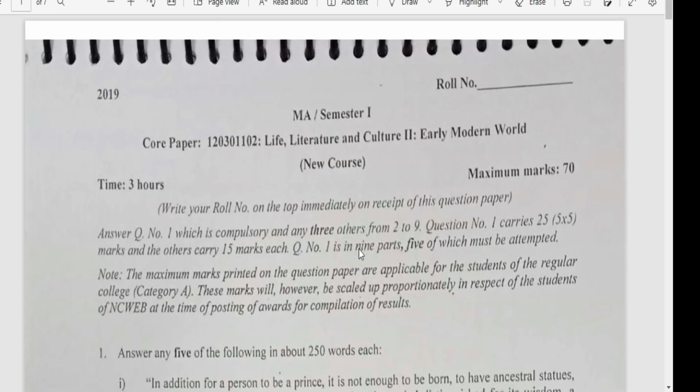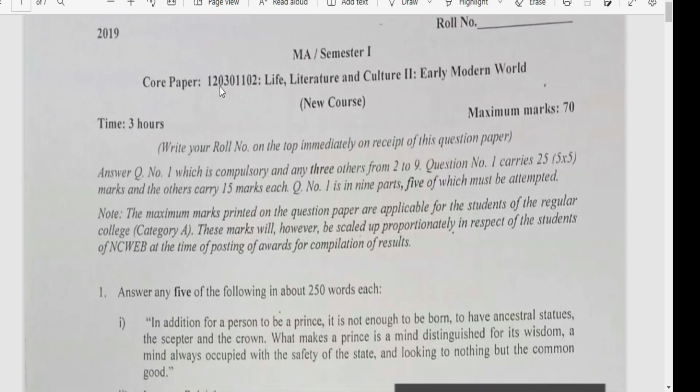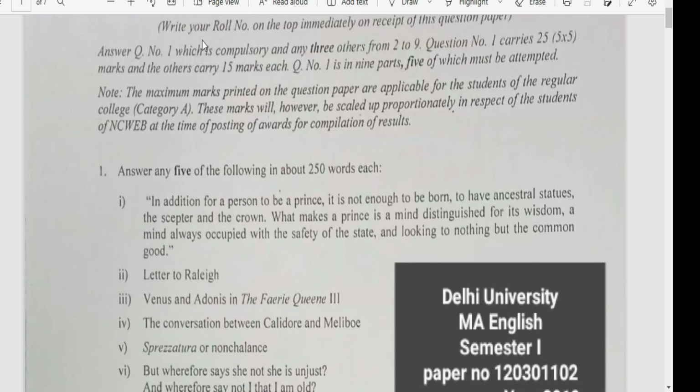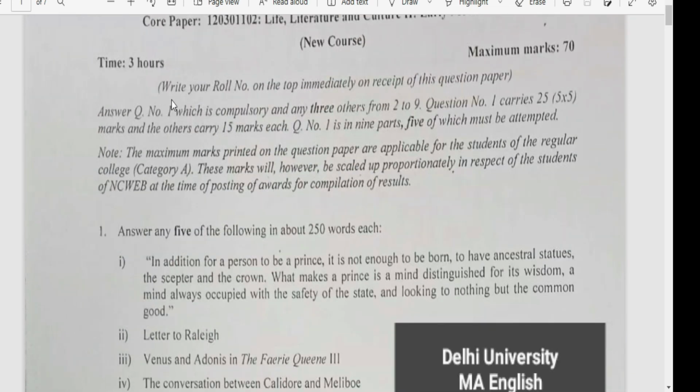Dear students, today we are going to discuss the question paper related to MA English, Delhi University. Now I am going to discuss this paper of 2019, and this is a core paper. The paper number is 120301102, Life, Literature and Culture Part 2, Early Modern World. This is of 70 marks.